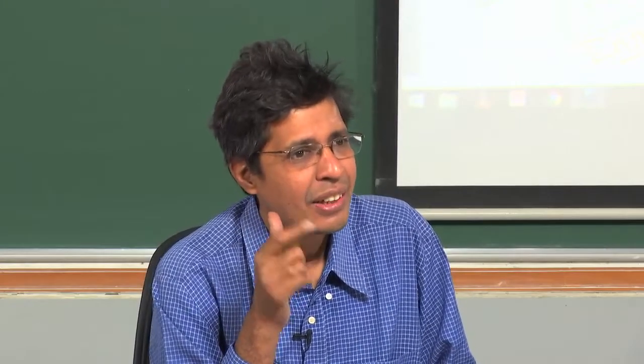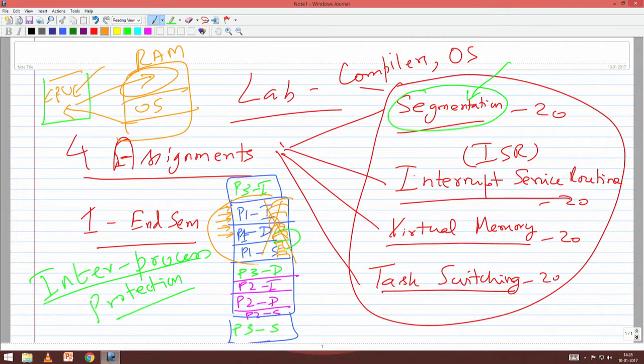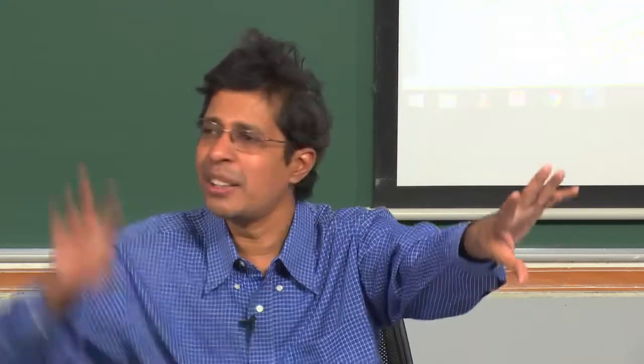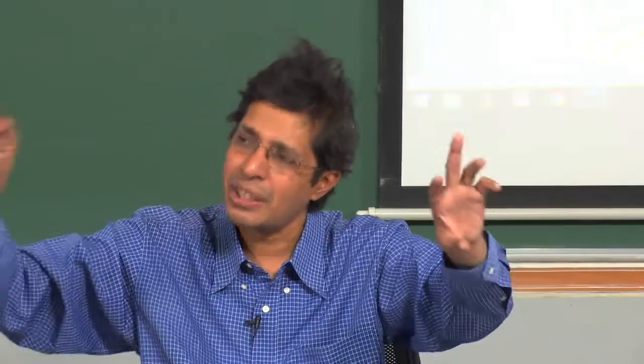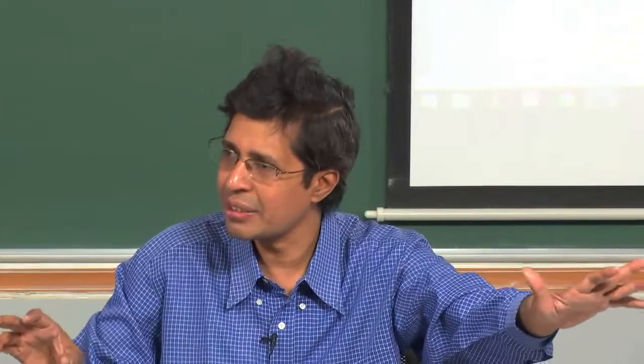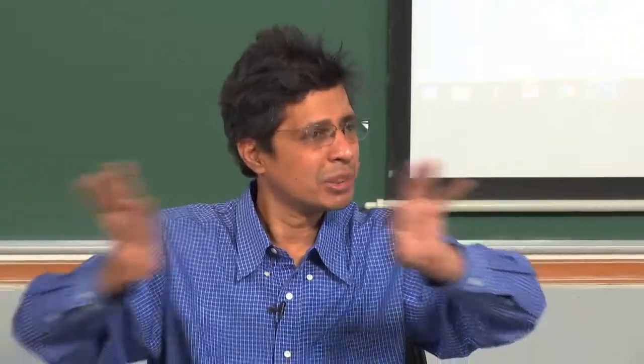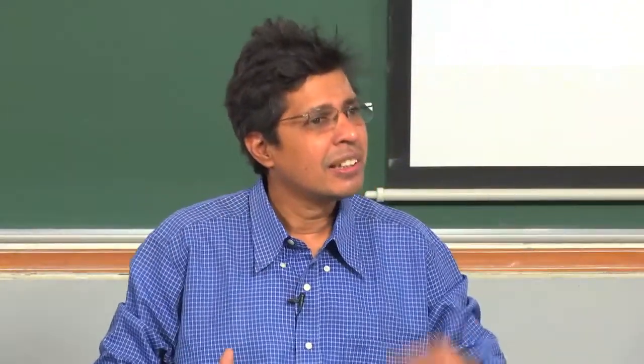That detection is basically done using segmentation. Segmentation does two things. One is inter-process protection. You are process one, you are process two. You cannot see his data, code and stack, and he cannot see your code, data and stack. You cannot execute or look into it. Perfect isolation, like putting one big barrier wall in between. That is number one, inter-process protection.